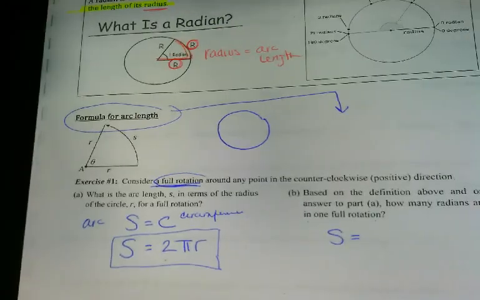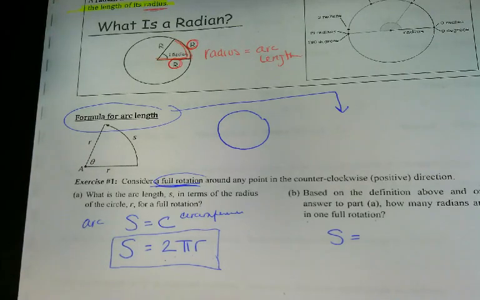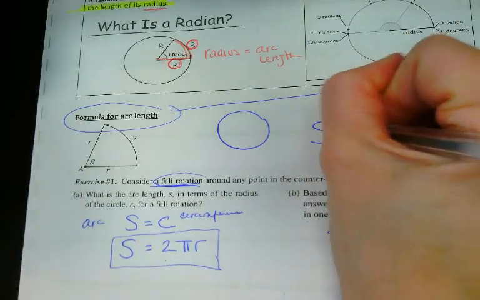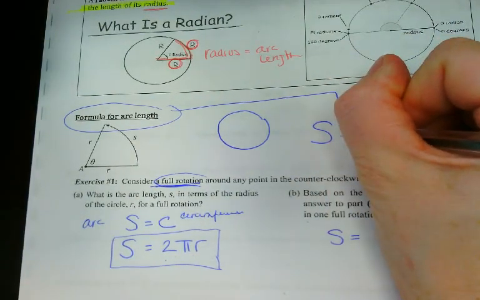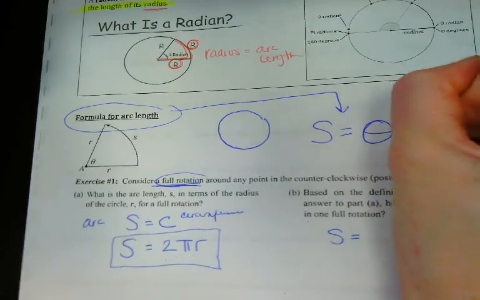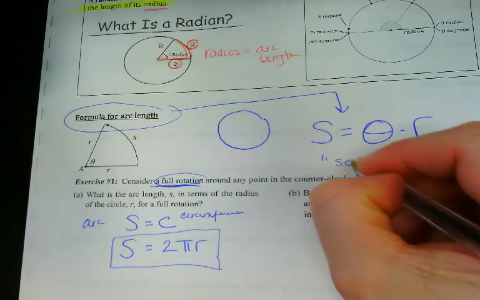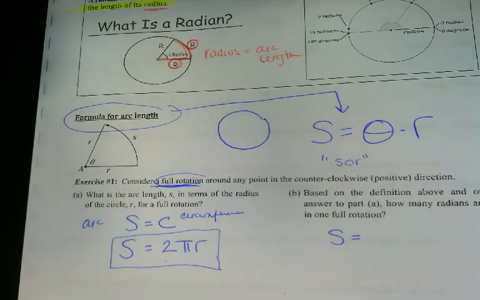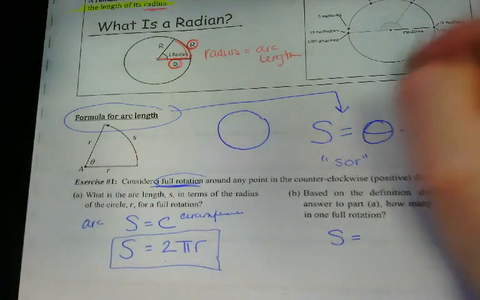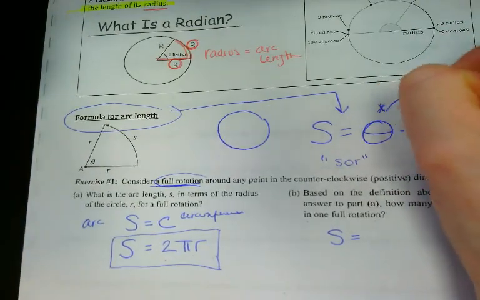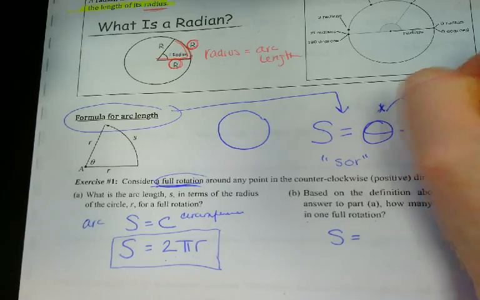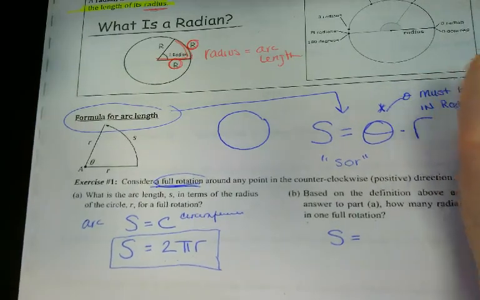The arc length formula. Did you do this out in geometry? S equals theta times R. Does that look familiar? Sometimes I call this the SOR formula, just so I can remember it. S equals theta R. Now the only key when using this is that this theta must be in radians. Make a note there. Theta must be in radians.